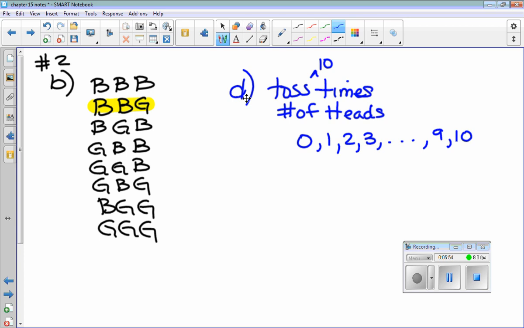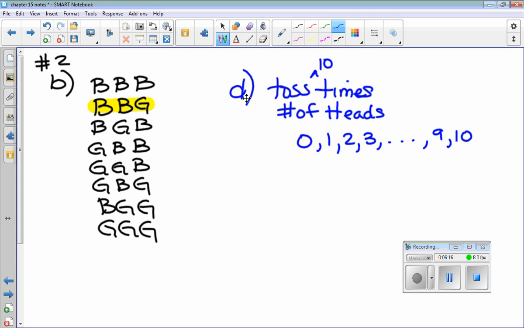All right, back to 2C. 2C says toss 4 coins, record the number of tails. Well, it's kind of the same thing, right? So it's just going to be 0, 1, 2, 3, and 4. And they're not all equally likely, right? Is that okay? Yeah. It always confuses me.